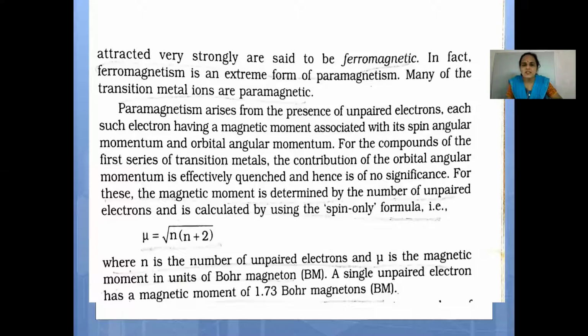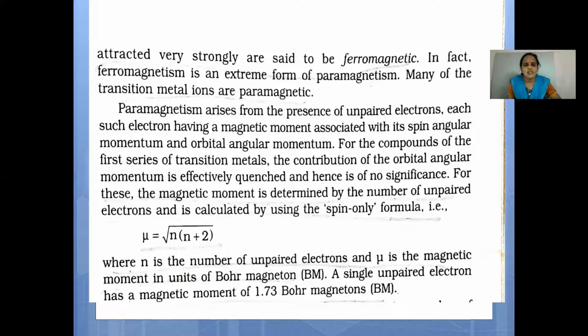So paramagnetism arises from the presence of unpaired electrons, each such electron having a magnetic moment associated with its spin angular momentum and orbital angular momentum. For the compounds of the first series of transition metals, the contribution of the orbital angular momentum is effectively quenched and hence is of no significance.